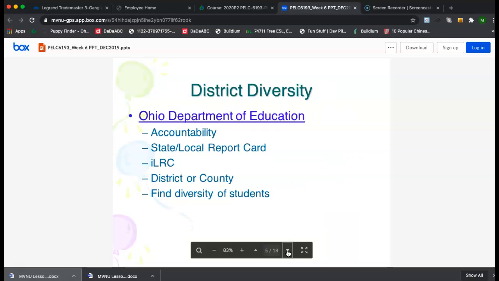The ODE has information on diversity. It's listed under accountability. It's on the state and local report cards. The ILRC, look at your district or county to find the diversity of students.